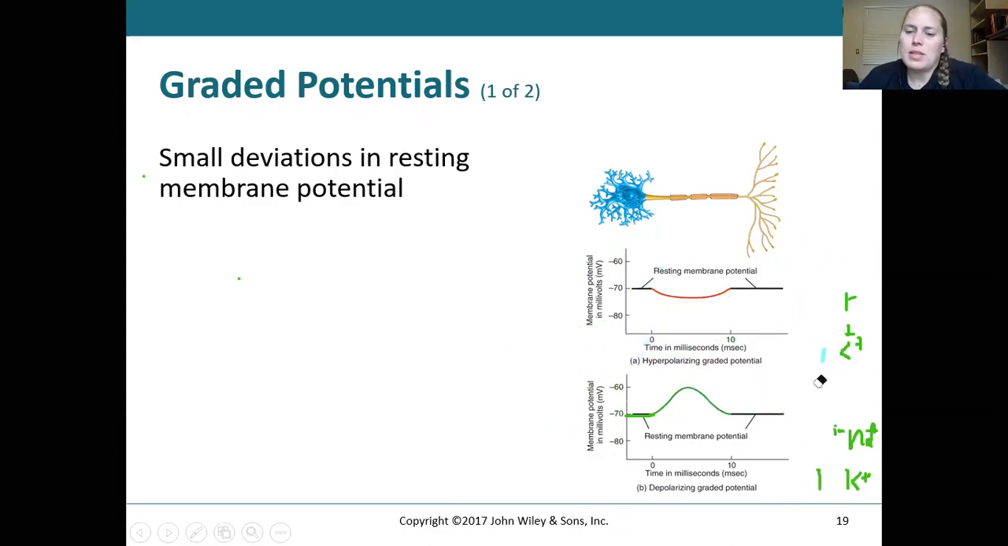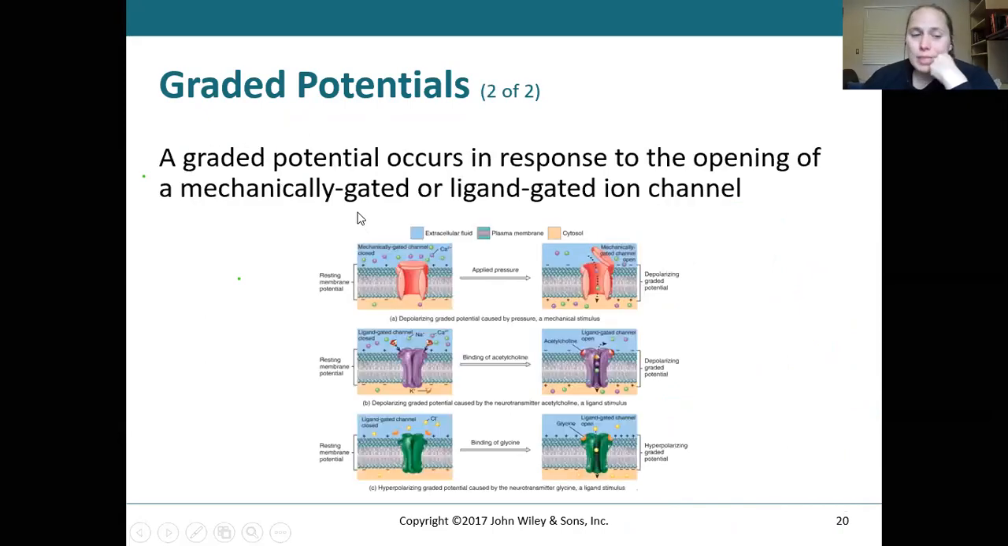We're talking about graded potentials because they are sub-threshold, meaning that they are not causing action potentials, which are really the interesting signal-sending portion of this. Okay, a graded potential occurs in response to the opening of a mechanically gated or ligand-gated ion channel. Here we have the example of a mechanoreceptor. This is the mechanically gated channel. Pressure gets applied, and then you've got an influx of ions, most likely sodium or calcium.